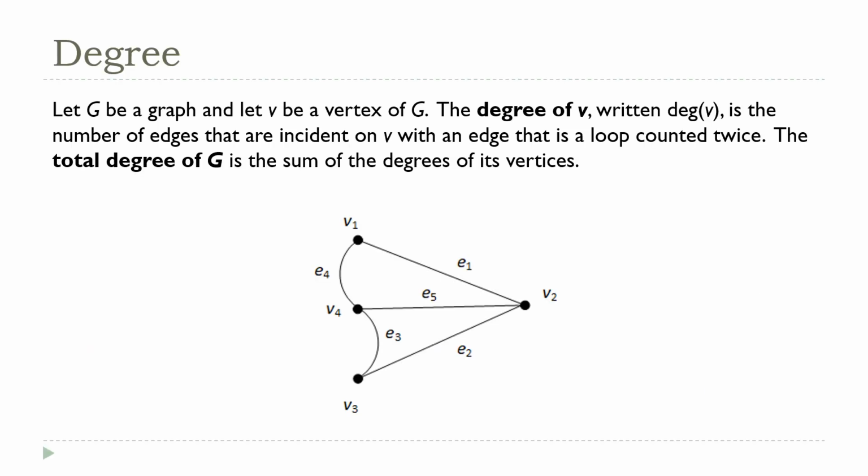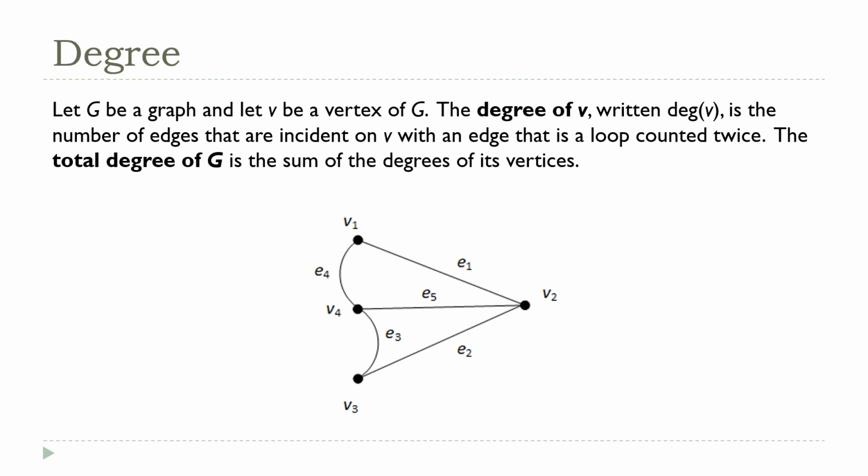So I have two more really closely related definitions here that we'll use to wrap up this section. What we're defining here is the degree of a vertex. The degree of a vertex is just the number of edges that are incident on V, with a loop counted twice. All right, so I've got a graph here for us to look at, and this is actually pretty straightforward.